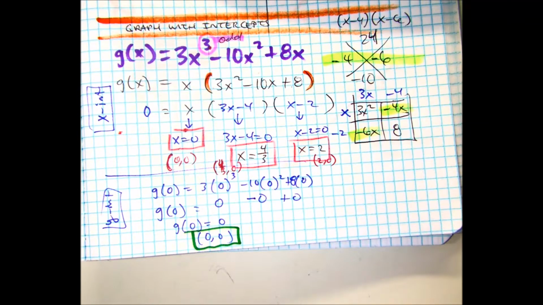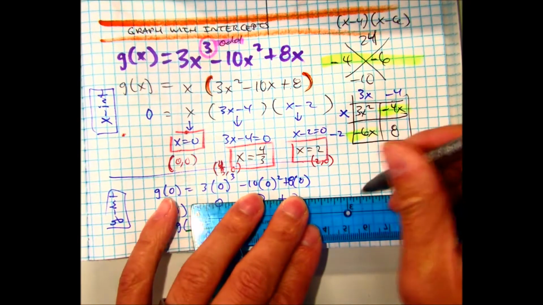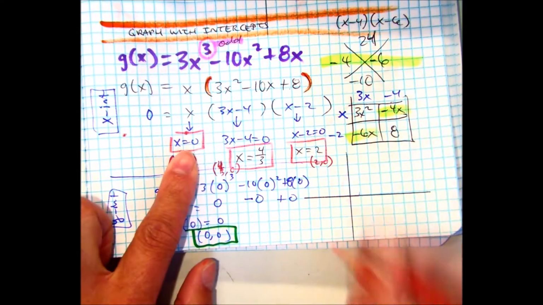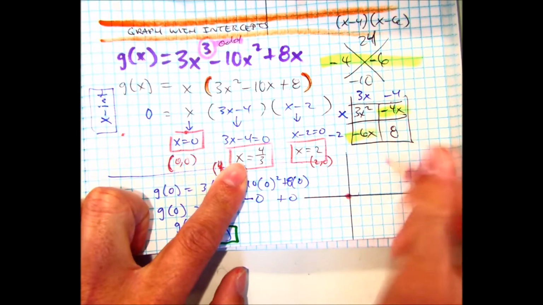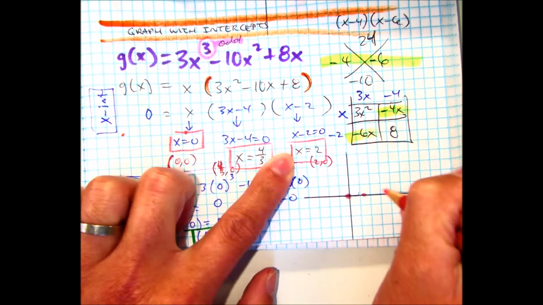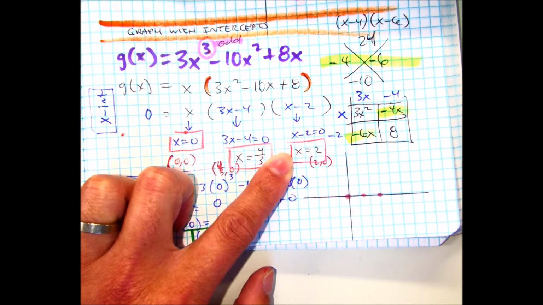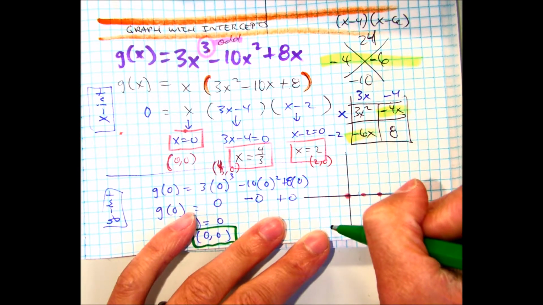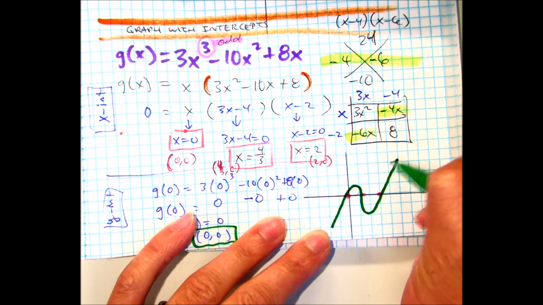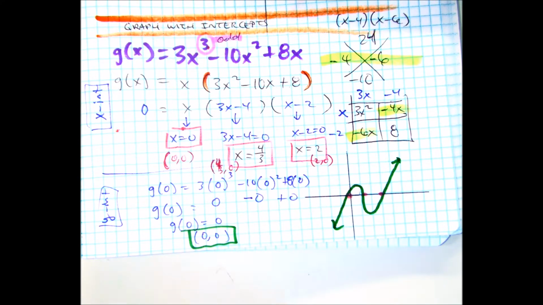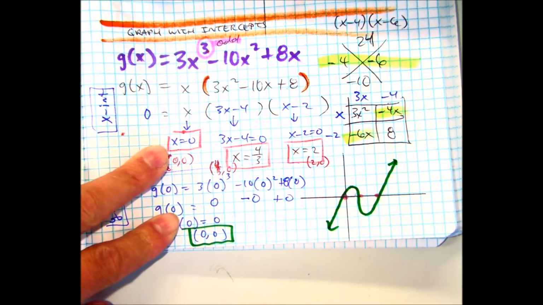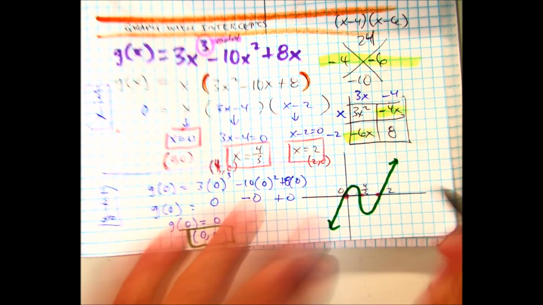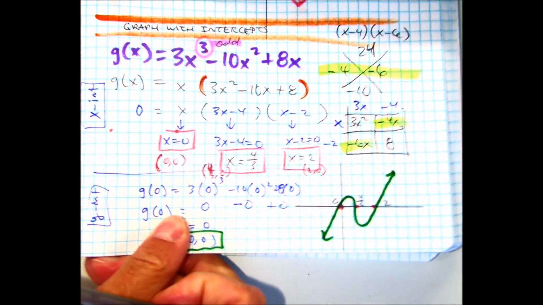So I have x equals 0, x equals 4/3, so a little bit past 1, and x equals 2. And if you watched your graph, it starts down, goes through, and comes back up. And this problem is unique because it goes through the origin. Your x and your y intercept are exactly the same. So make sure we have those numbers there, 0, 4/3, and 2. You have just graphed a cubic function.